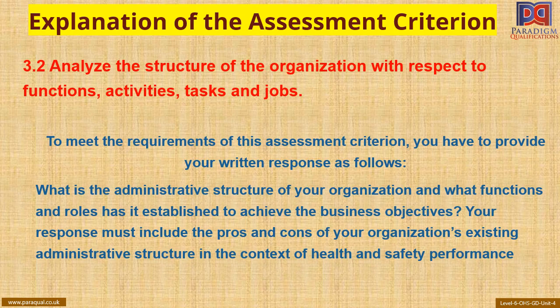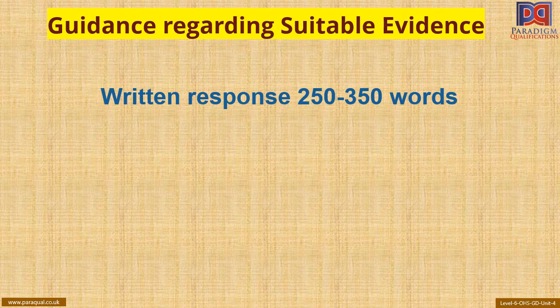3.2 Analyze the structure of the organization with respect to functions, activities, tasks, and jobs. To meet the requirements of this assessment criterion, you have to submit your written response as follows. What is the administrative structure of your organization and what functions and roles has it established to achieve the business objectives? Your response must include the pros and cons of your organization's existing administrative structure in the context of health and safety performance. Your response must be between 250 to 350 words.